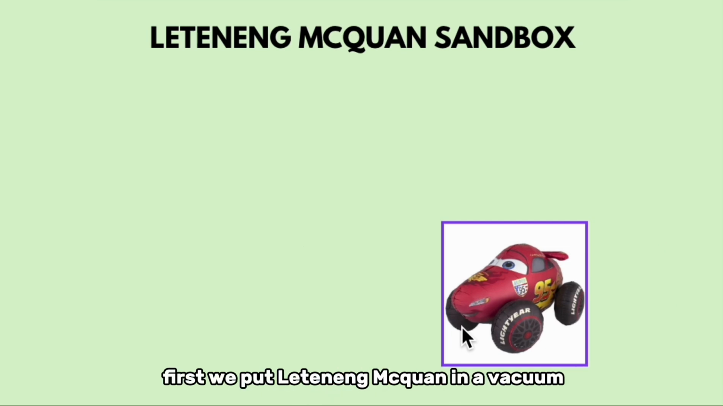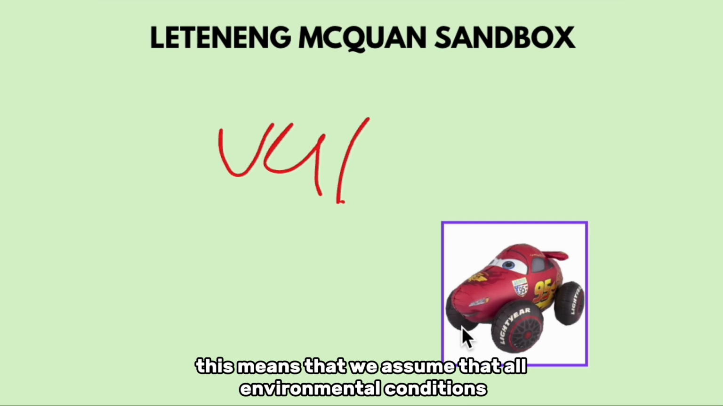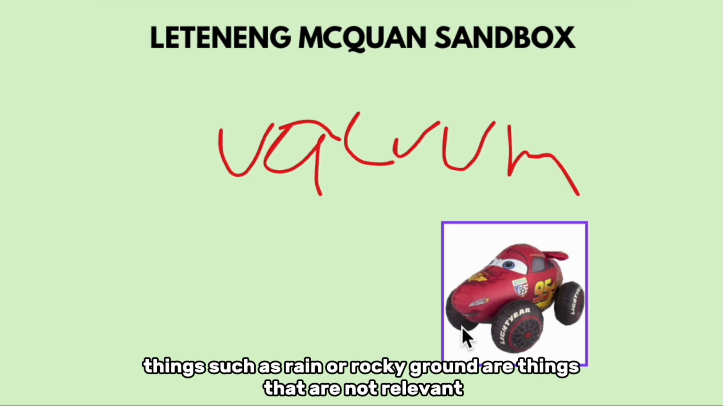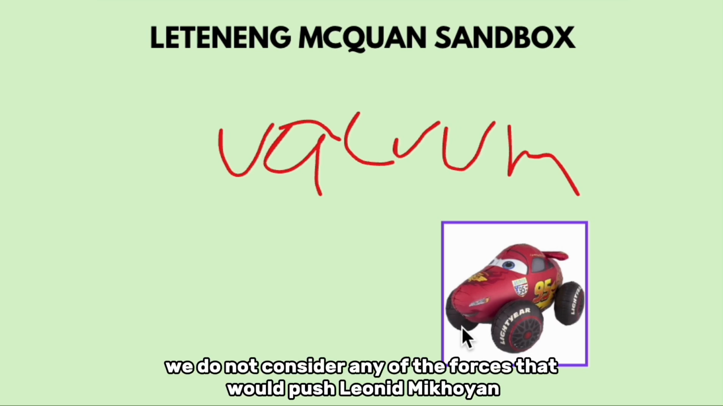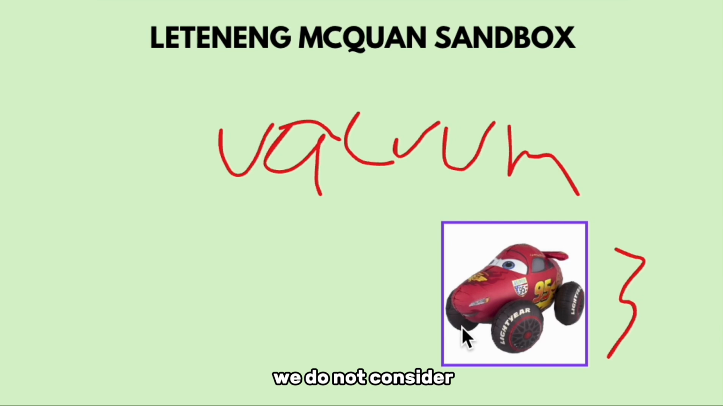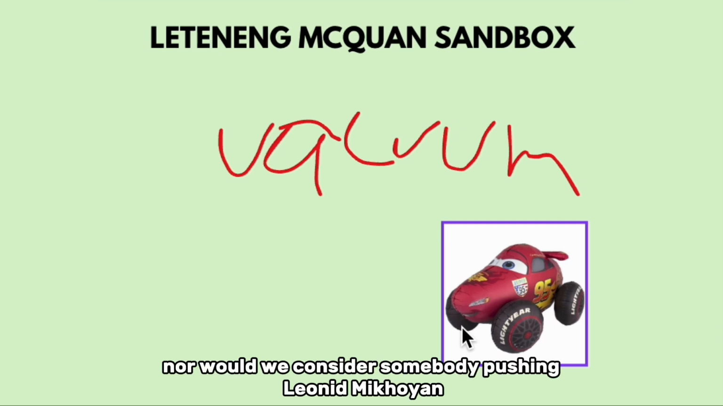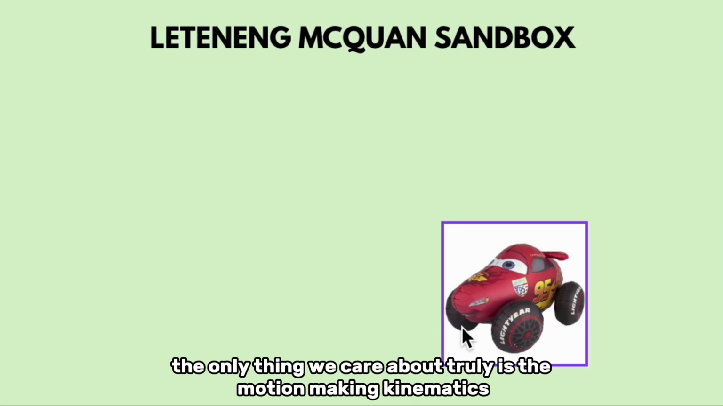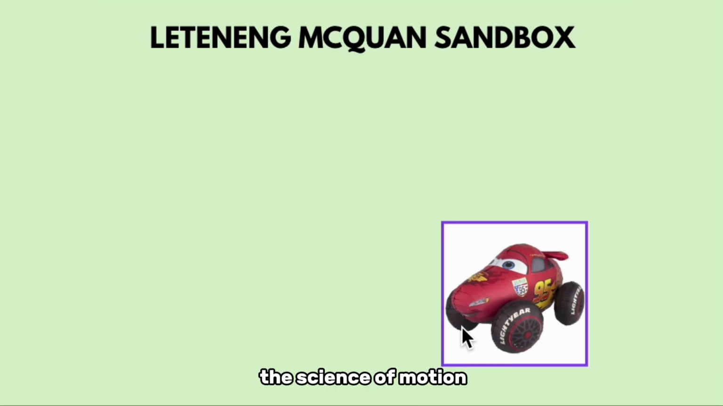First, we put Leteneng Mcquan in a vacuum. This means that we assume that all environmental conditions do not exist. Things such as rain or rocky ground are not relevant. Moreover, we do not consider any of the forces that would push Leteneng Mcquan. The gasoline that he burns in the engine that pushes him forward, we do not consider, nor would we consider somebody pushing Leteneng Mcquan. The only thing we care about truly is the motion, making kinematics the science of motion.